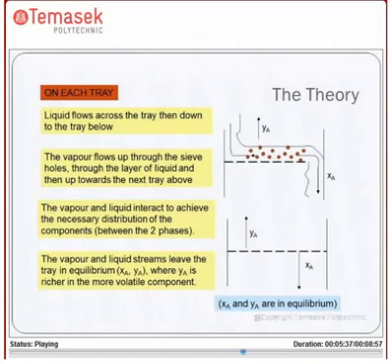The vapor and liquid streams then leave the tray due to the density differences. Their compositions, YA and XA, are in equilibrium.